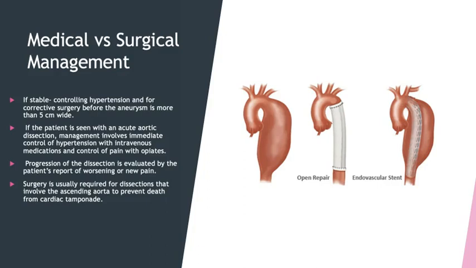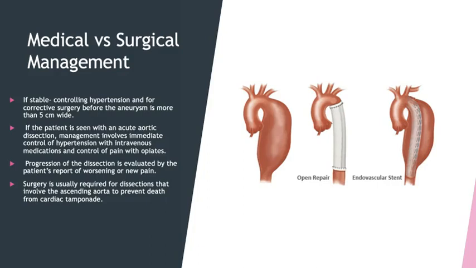So if the patient's stable, and as I said, it depends on the classification, the site, where it is in the thoracic aorta versus the abdominal aorta, the size, surgical candidacy. As a nurse, you don't have to determine that, but you need to recognize and respond to the tearing pain, to the hemodynamic instability, to the excessive hypertension. So if the patient is stable, they'll try to control the hypertension and plan corrective surgery before it's more than 5, but that is their choice, the vascular surgeons or the CT surgeons.